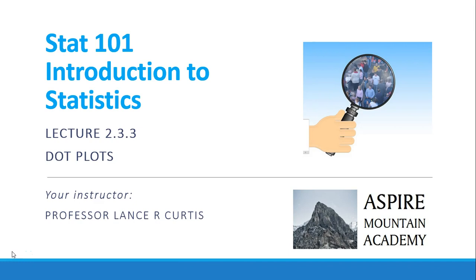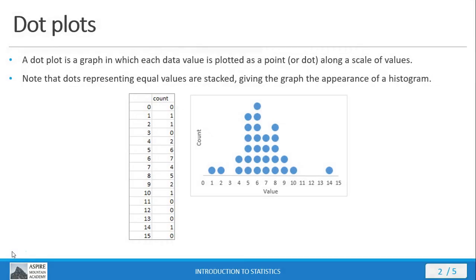In less than 10 minutes, this video shows how to make and use dot plots. Let's get started. Dot plots are essentially graphs in which each data value is plotted as a dot along a scale of value. Think of it as a histogram in which the height of each column or category is represented with dots.